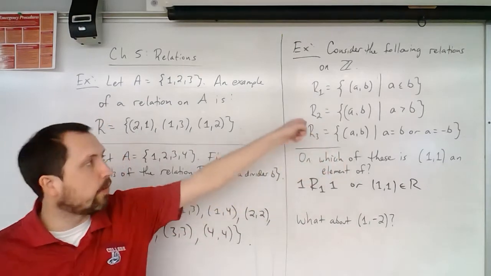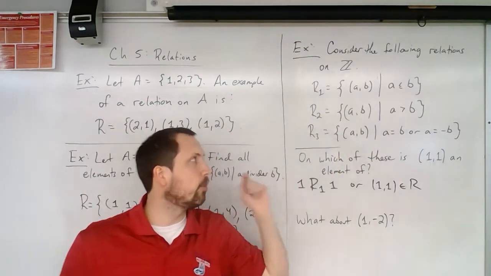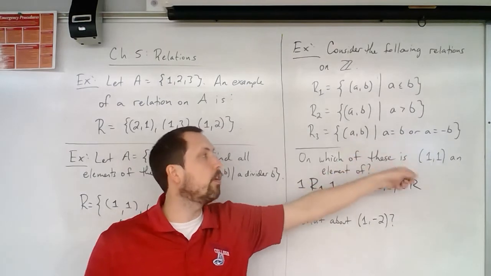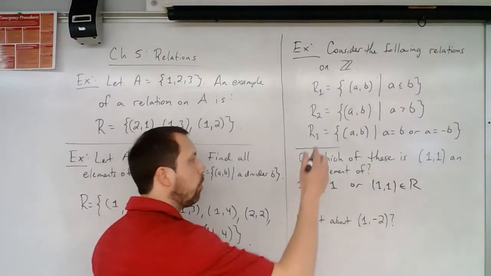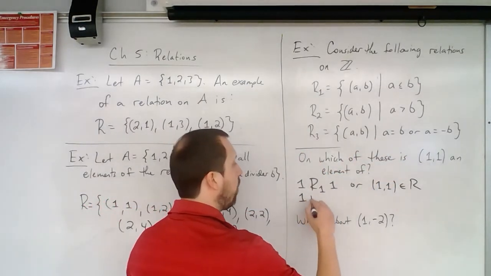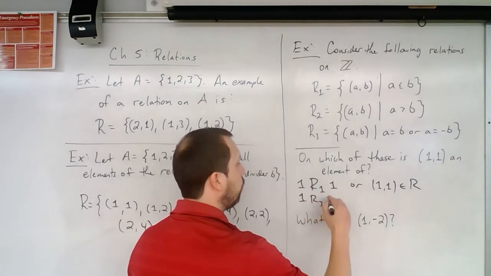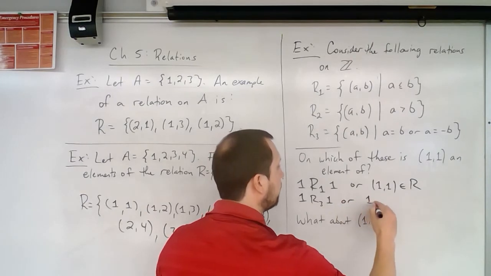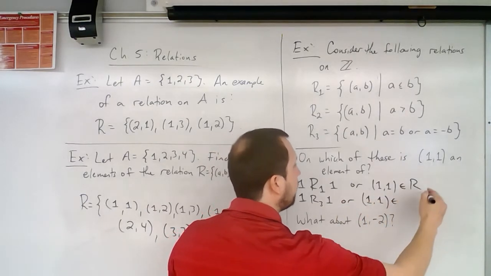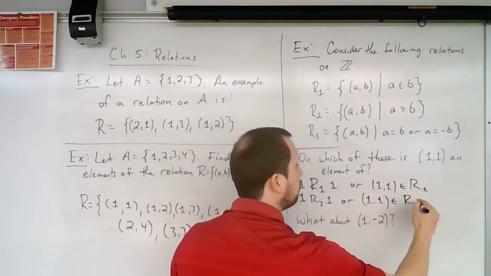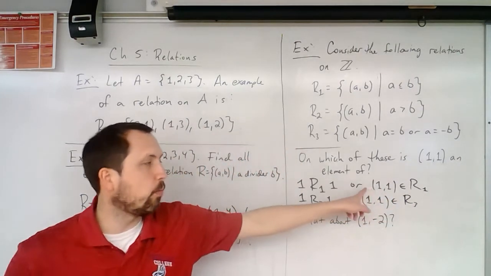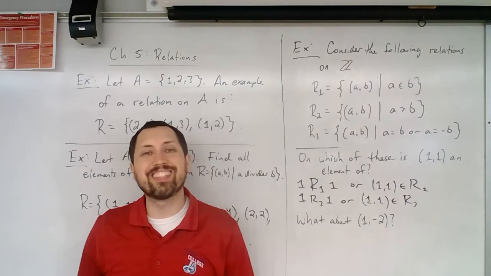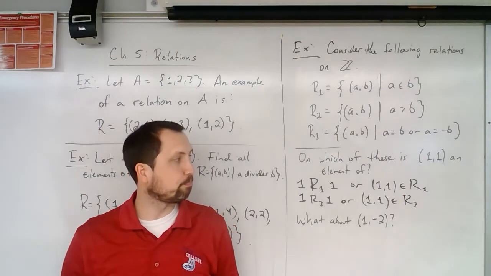And then we move on to the next one. Is 1 larger than 1? Well, no. But in this case, does 1 equal 1 or does 1 equal negative 1? Well, yes, it does. So we could also see that 1 is related to 1 using the relation R3. This should be R sub 3. So in this case, (1, 1) is an element of R1, and (1, 1) is an element of R3, but (1, 1) is not an element of R2.